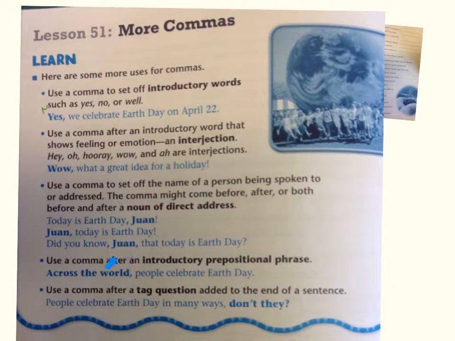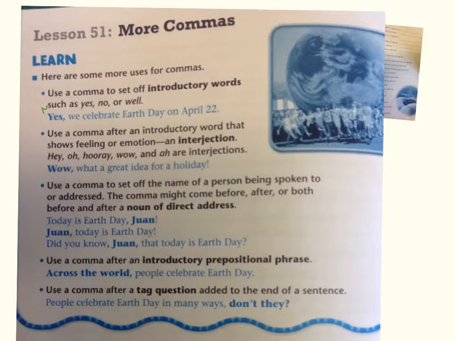And one is addressed in the middle here, so you have two commas to show who's addressed within the middle of the sentence. Next it says, use a comma after an introductory prepositional phrase. So across the world is your prepositional phrase. Then you have your comma, and then you're finishing the sentence. And then last, it says use a comma after a tag question added to the end of a sentence. So you have your sentence, and then you have a comma, and then your tag question, don't they?